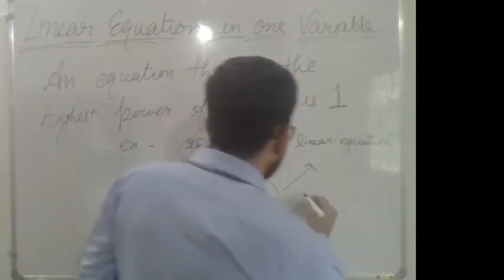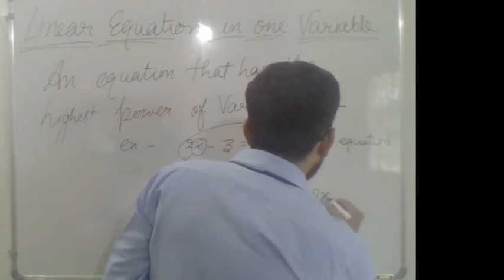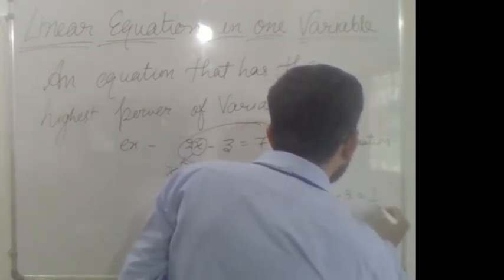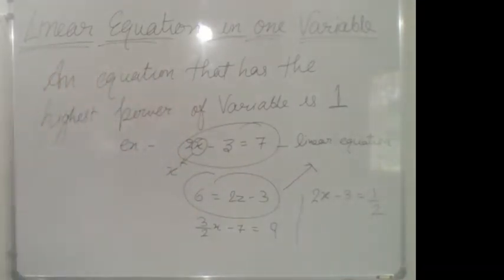One more example, 2x minus 3 is equal to 1 by 2. You will have to tell me whether it is an example of a linear equation or not.